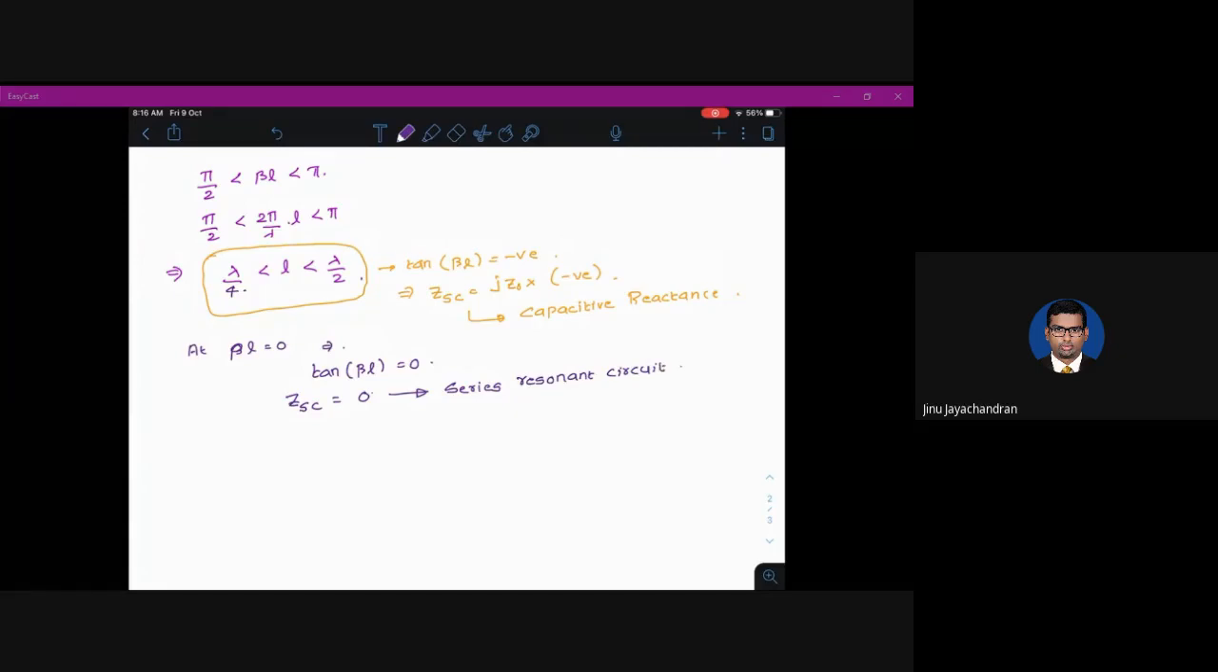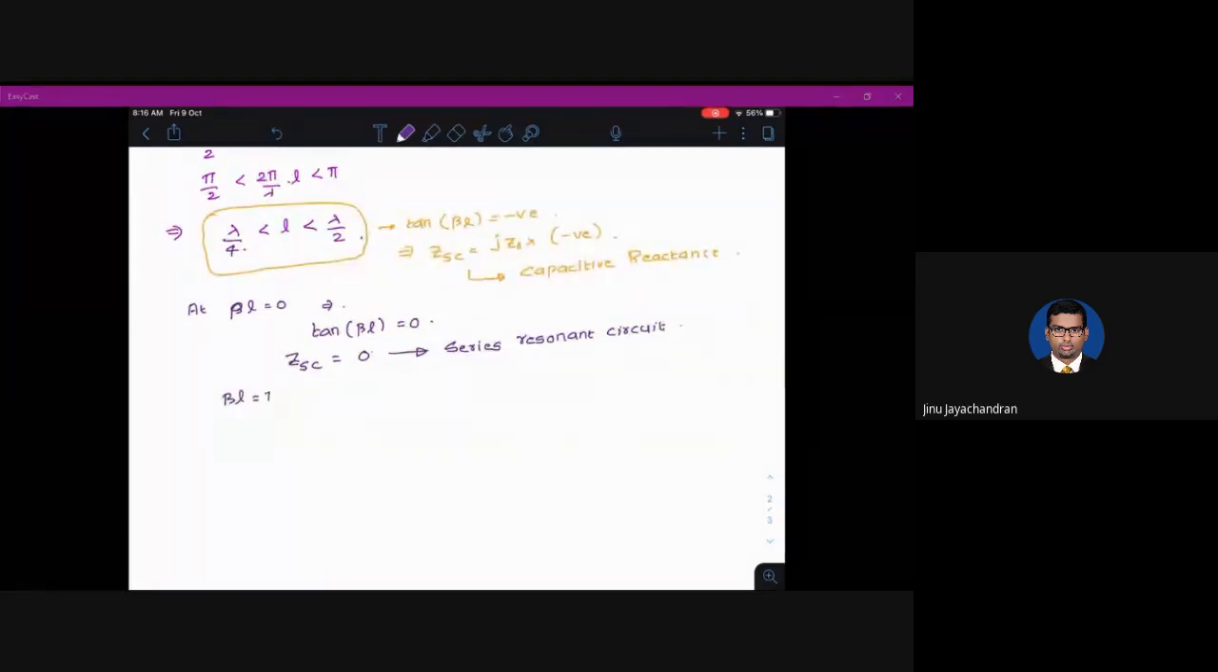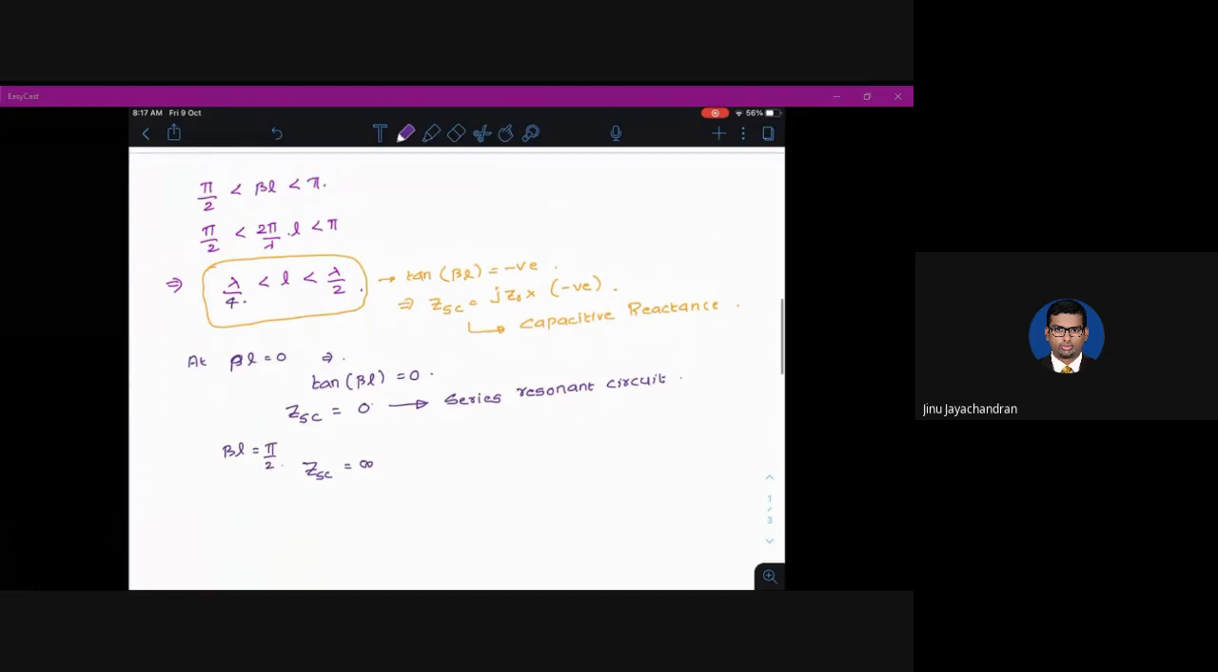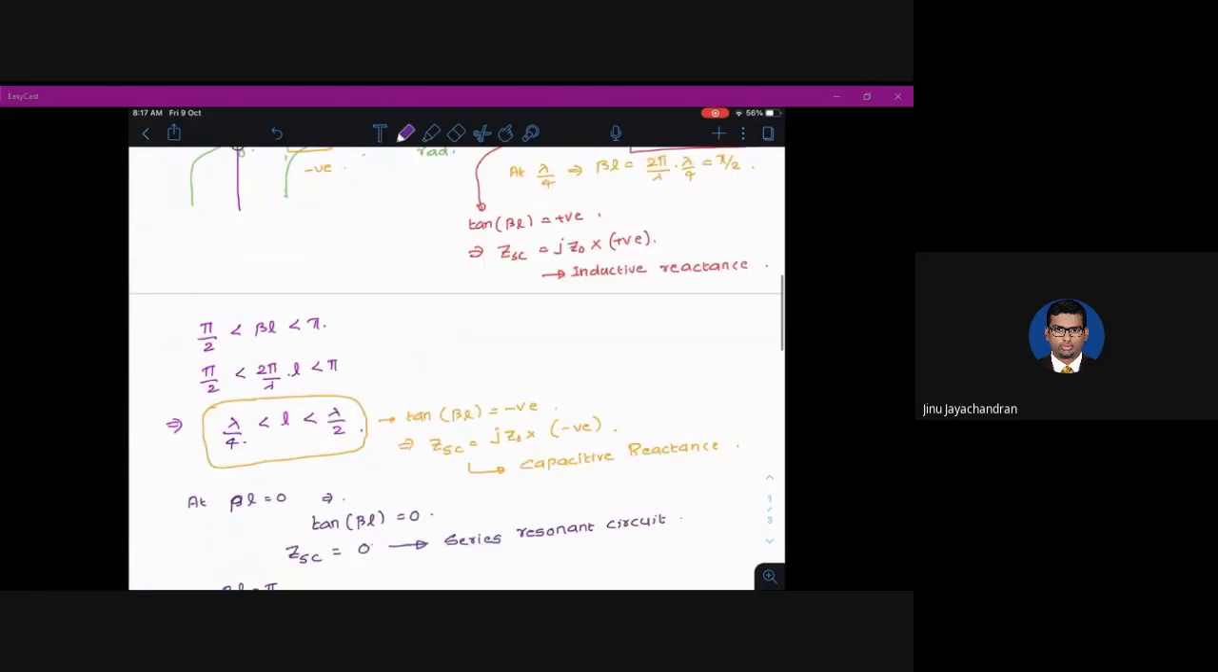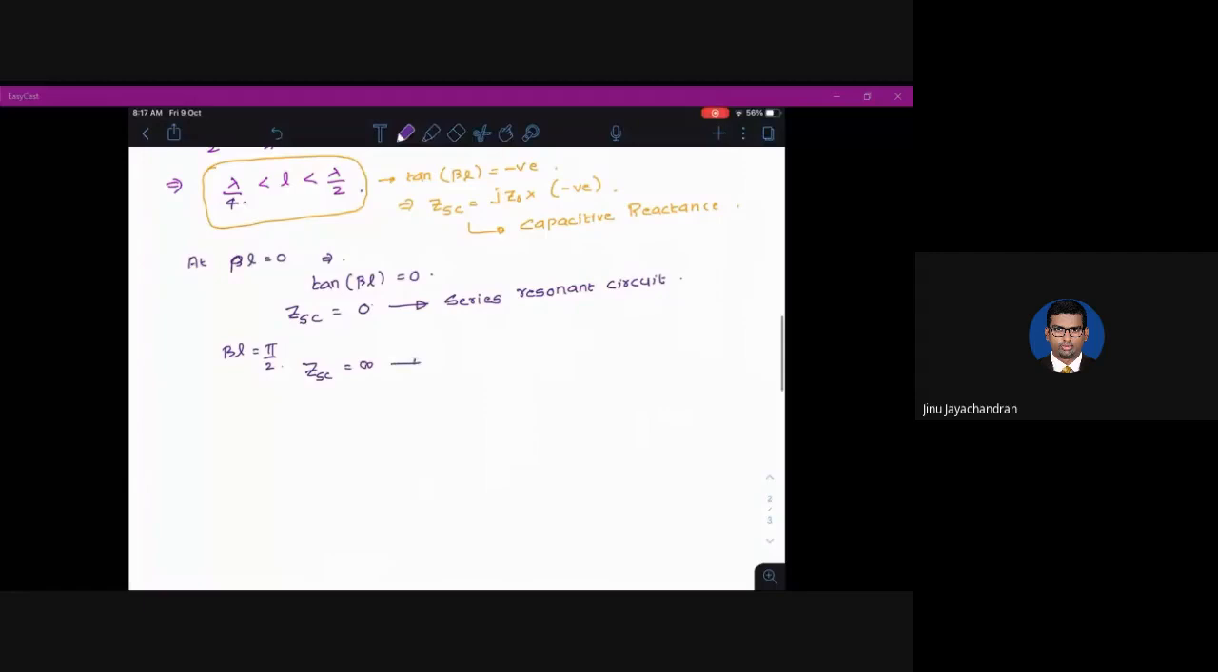Similarly, at beta L equal to pi by 2, that means at L equal to lambda by 4, your Z_SC is equal to infinity. That is evident from this figure. And this resembles a parallel resonant circuit.